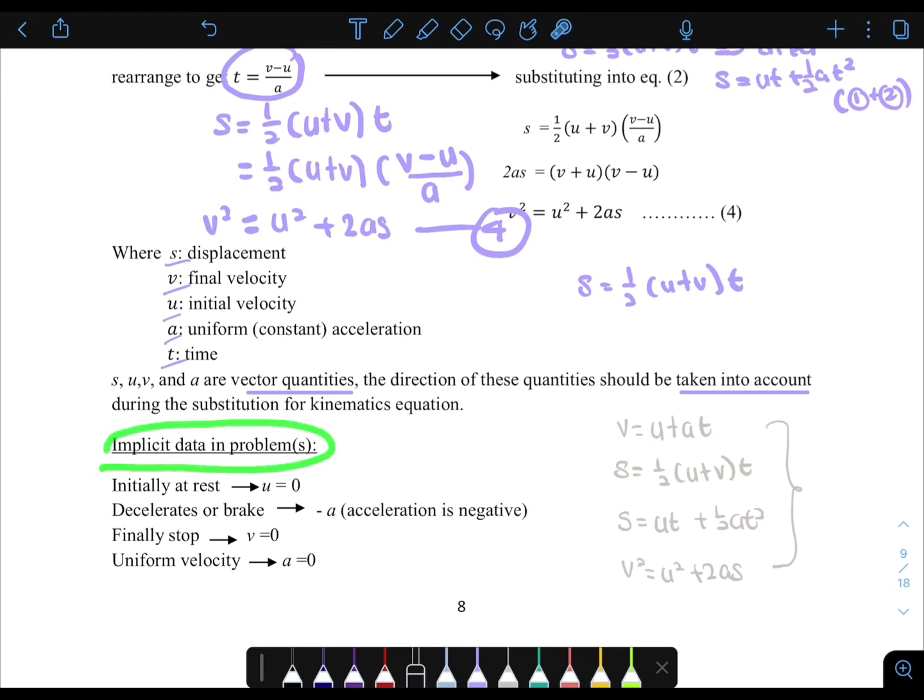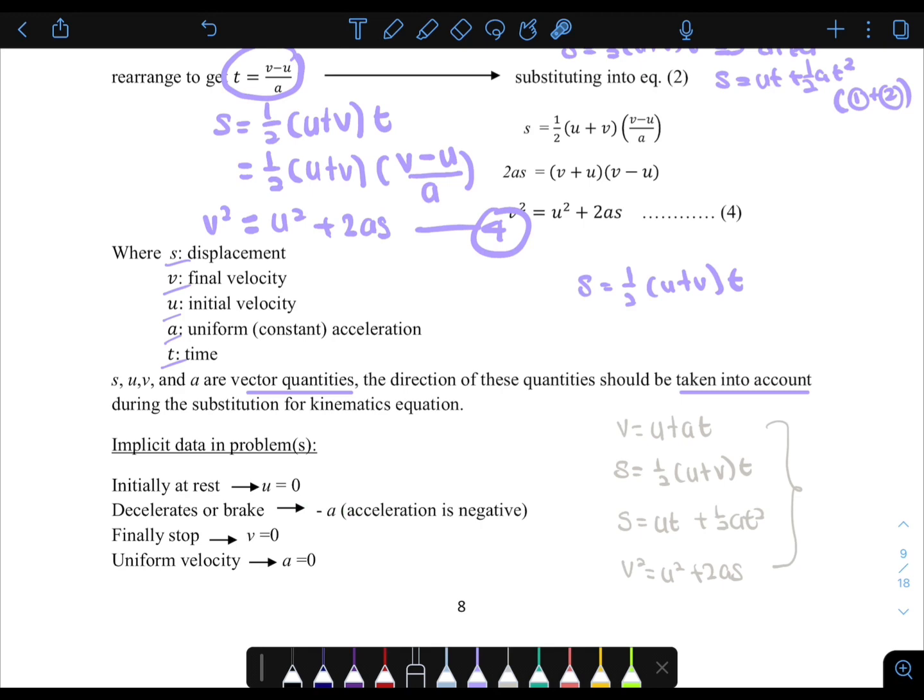So before we apply, there are implicit data in problems. A few things that you have to take note of, such as if you encounter the term initially at rest in your question, which means your initial velocity is equal to 0, u is equal to 0. And if they say the object decelerates or brakes, which means our acceleration is undergoing a negative acceleration, which is decelerating at this particular point.